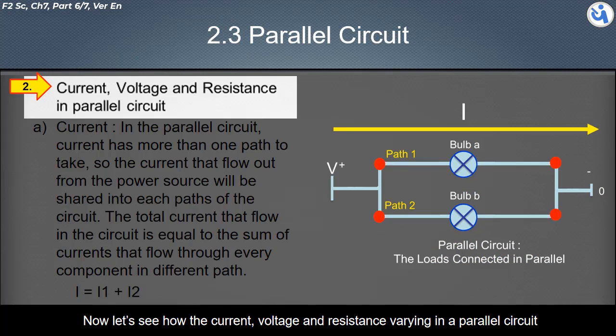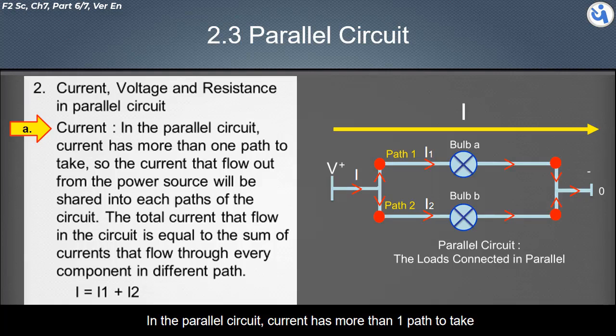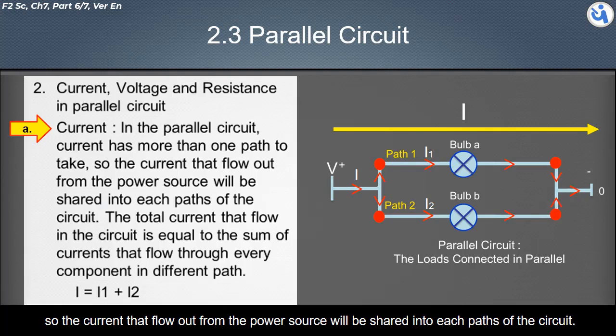Now, let's see how the current, voltage, and resistance vary in a parallel circuit. In a parallel circuit, current has more than one path to take. Here, we have two paths, path 1 and path 2. So, the current that flows out from the power source will be shared into each path of the circuit.